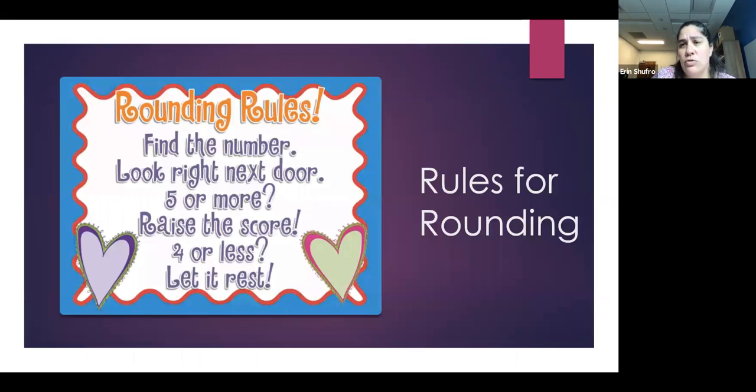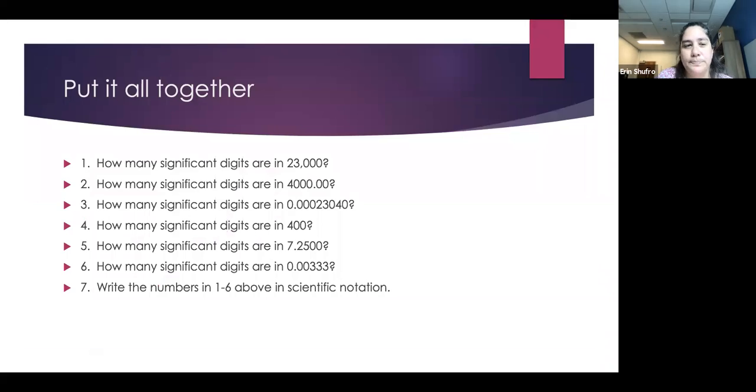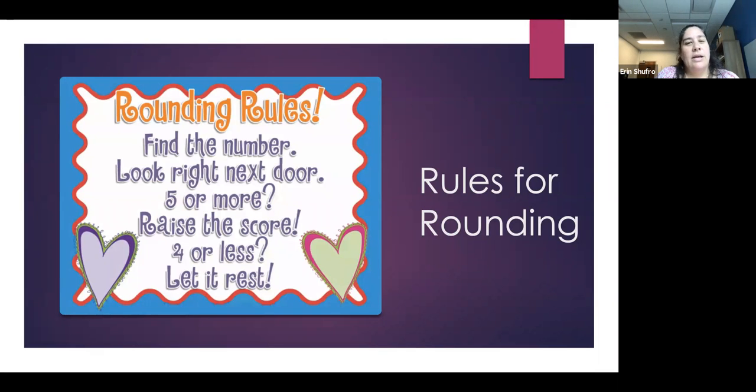I want to just really briefly go over the rules for rounding, because I know some of you, maybe it's been a while. Oops, I went too fast. Rules for rounding: look for the number right next door. If it's five or more, raise the score. If it's four or less, let it rest. You look at the number right next to your cutoff. If that number is five or more, you go up by one. If it's four or less, leave it alone.